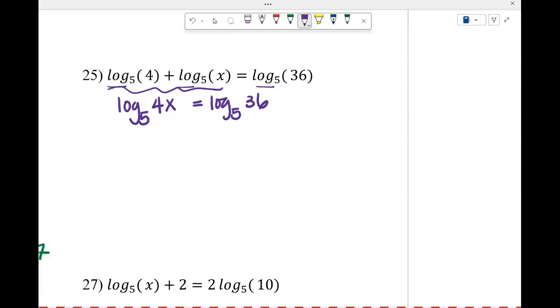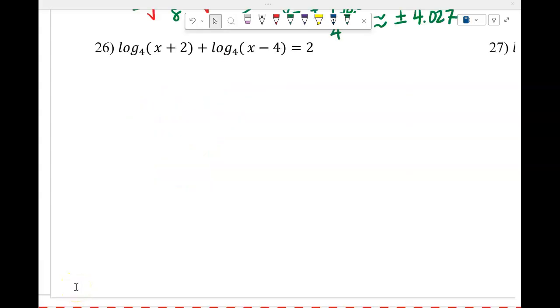Why don't you guys take a second or two to finish solving for this? Don't forget to plug it back in and check that the log is not negative, okay? So as you can see, we have x equal to 9, and we can quickly plug it back in. Log base 5, there's only one location that has an x, and when we plug 9 back in, that's not negative.